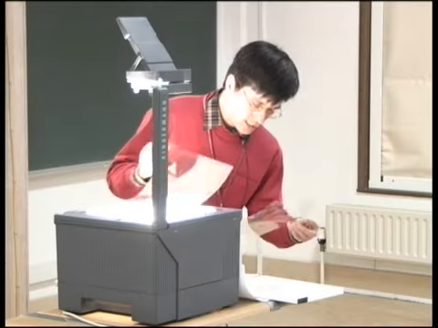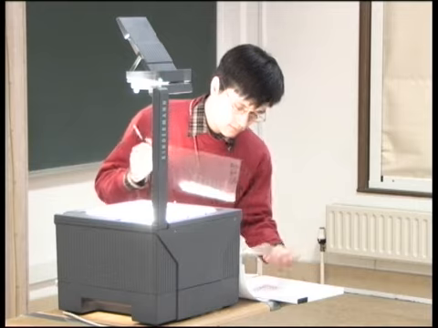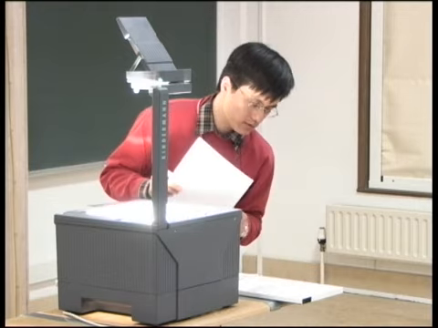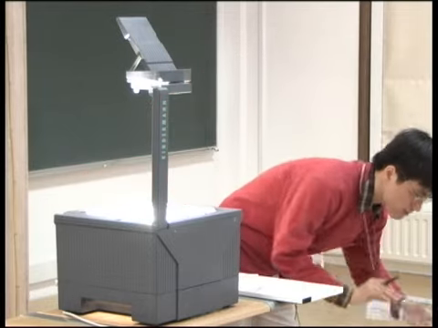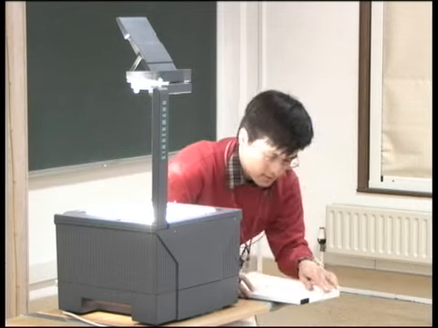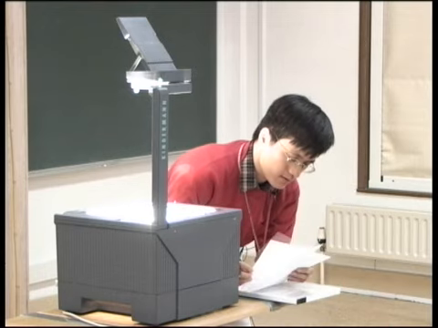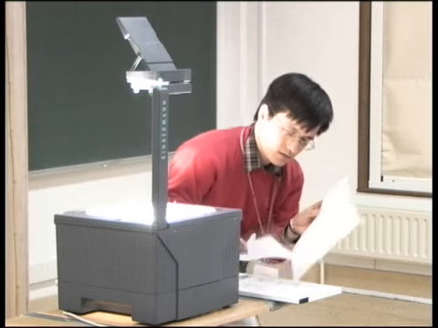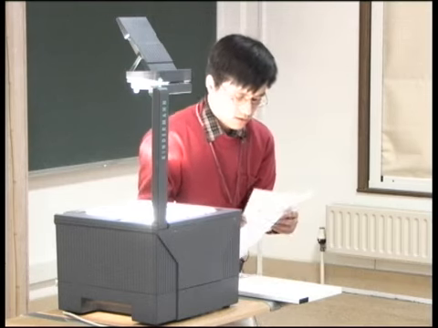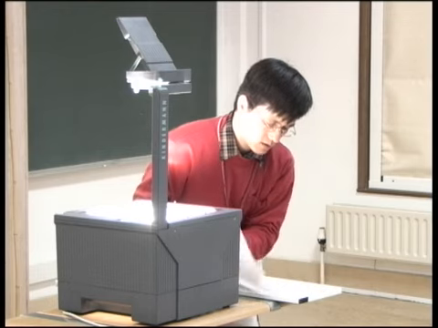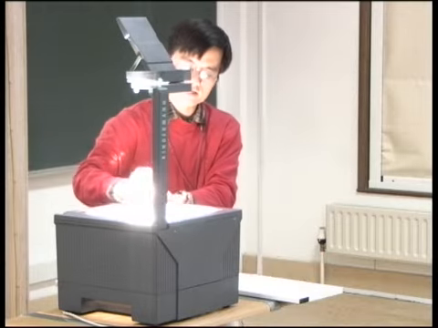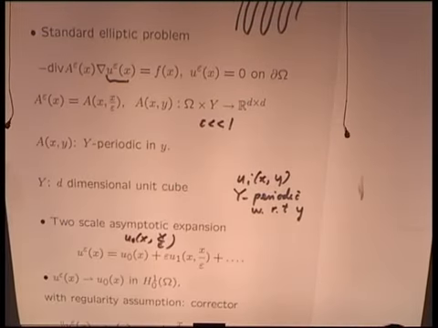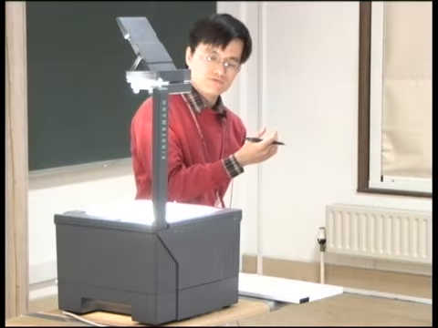So we have U0 and U1. But what we really want to find is not U0 and U1, but we want to find U epsilon. So here is what we want to find. So how do we use the U0 and the U1 we have just found to find it?